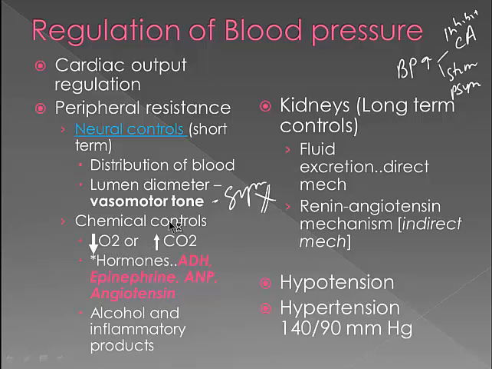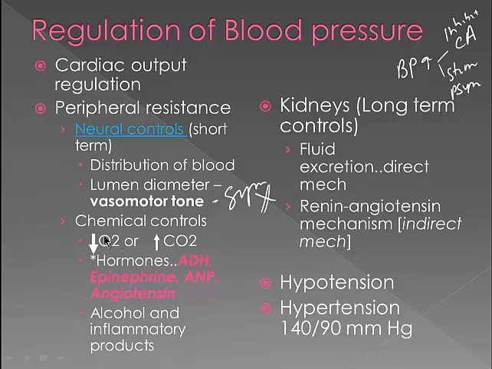Now let's look at chemical controls. These controls are more important in the respiratory system and to control respiration, but increased carbon dioxide or decreased oxygen stimulates the sympathetic nervous system, and it causes cardiac output to rise.